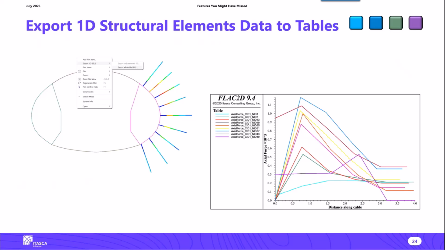In the plot item, if you have structural elements, 1D structural elements, again, beams, cables, that sort of thing, you can right-click in the plot and export 1D structural elements. And you can do that for only those that are selected. So if you want to have a subset of structural elements, or you can do that for all the visual structural elements in the system, then you're able to export that sort of information that we're looking at visually.